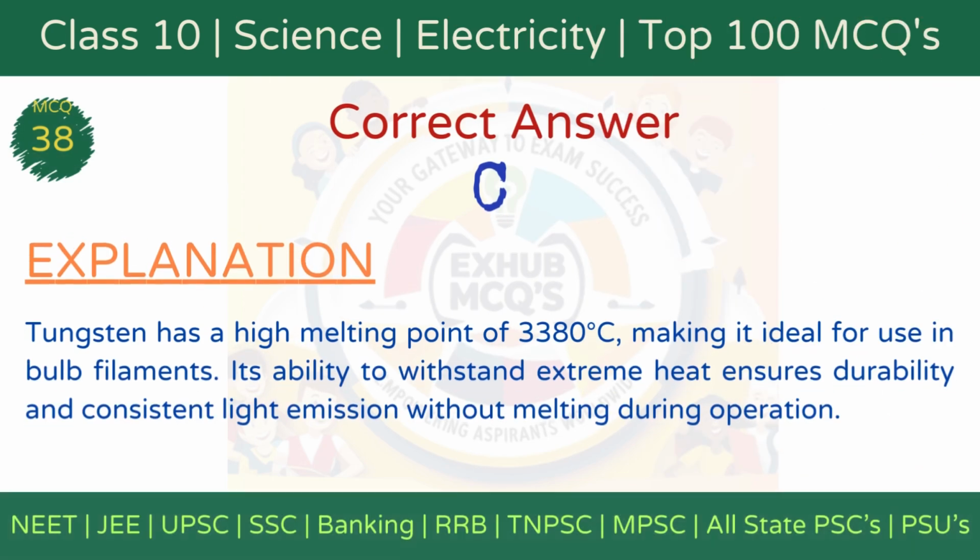The correct answer is option C, 3,380 degrees. Explanation: tungsten has a melting point of 3,380 degrees Celsius, making it ideal for use in bulb filaments. Its high melting point allows it to emit light at high temperatures without melting.